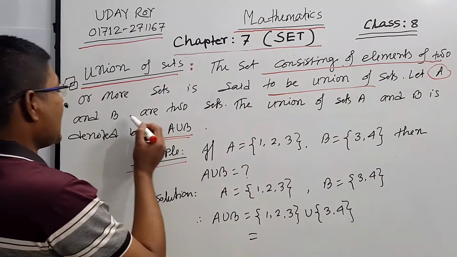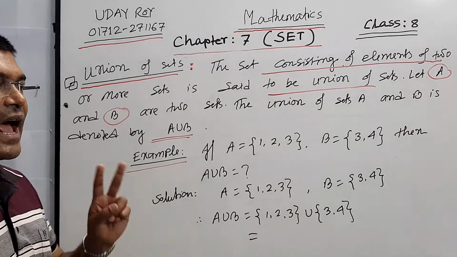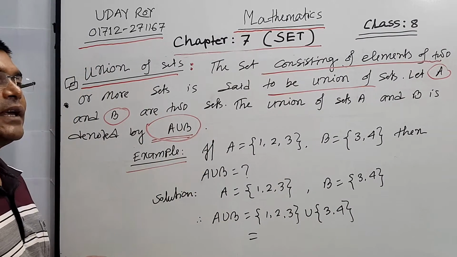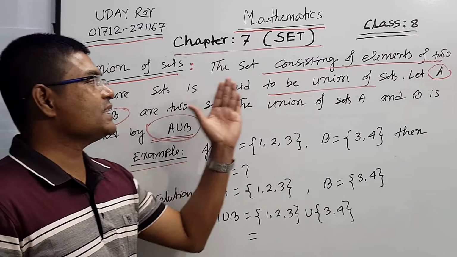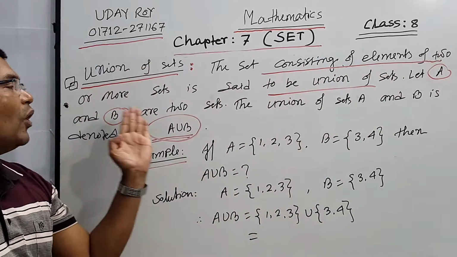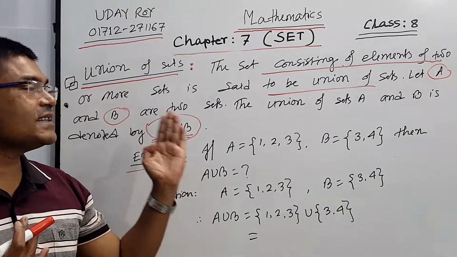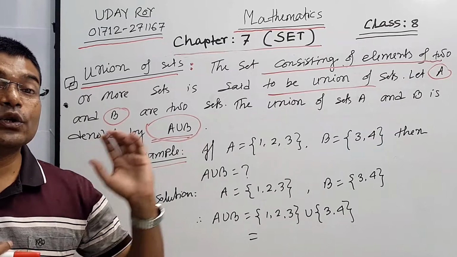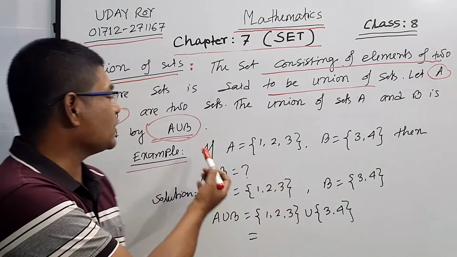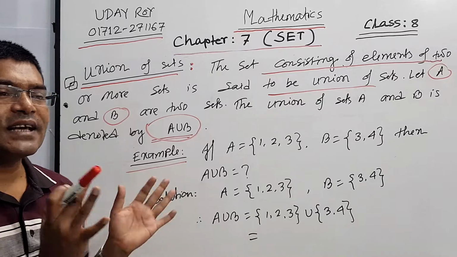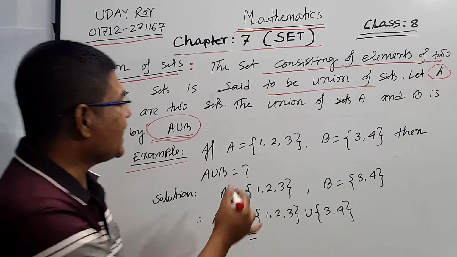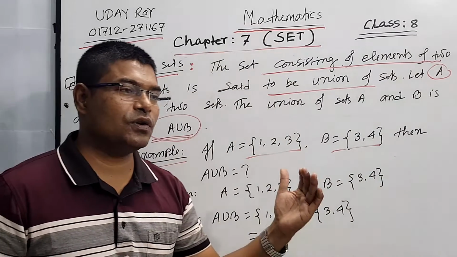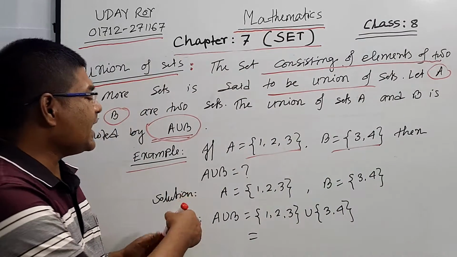Let A and B be two sets. We'll write A union B. The set consisting of elements of two or more sets is said to be the union of sets. If A and B are two sets, then we can write A union B. Let's come to the board. Example: here A equals 1, 2, 3, B equals 3, 4. Then determine A union B.